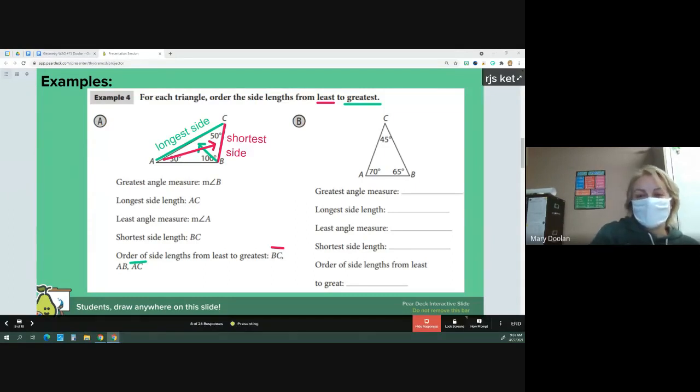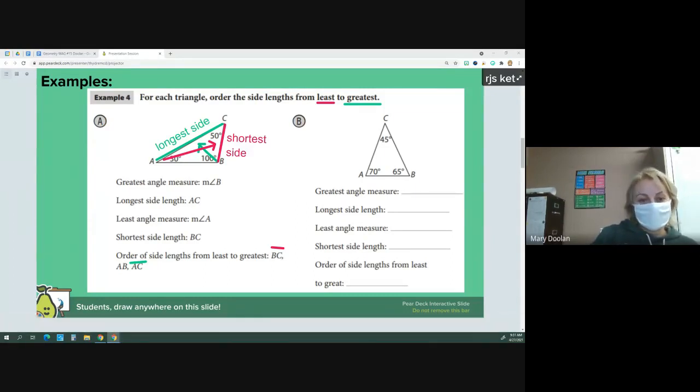Okay, so let's do the other one. We're going to find the greatest angle measure, which we look at 70, 65, and 45. Our greatest angle measure is 70 degrees.